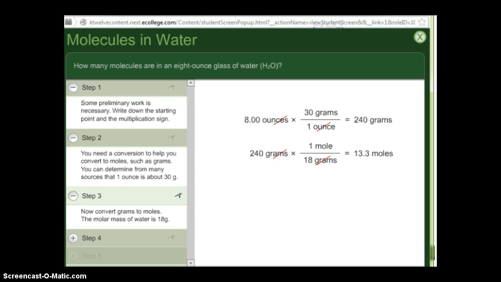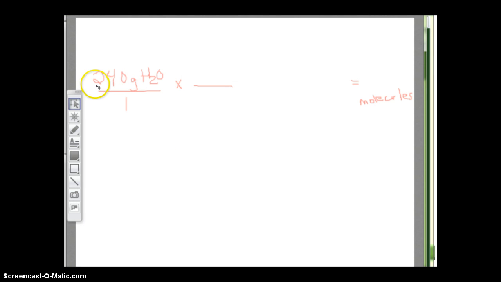Why? So let's go back to our whiteboard. And we set up our problem. We have our 240 grams of water. Well, what has to be on the bottom of our next fraction? It has to be grams. Why? So it cancels. But I want my answer in molecules. Okay, moles are magic. Whenever you get stuck doing a chemistry problem, convert it to moles. It's like the magic answer to solve all your problems. Okay, so let's convert this to moles.